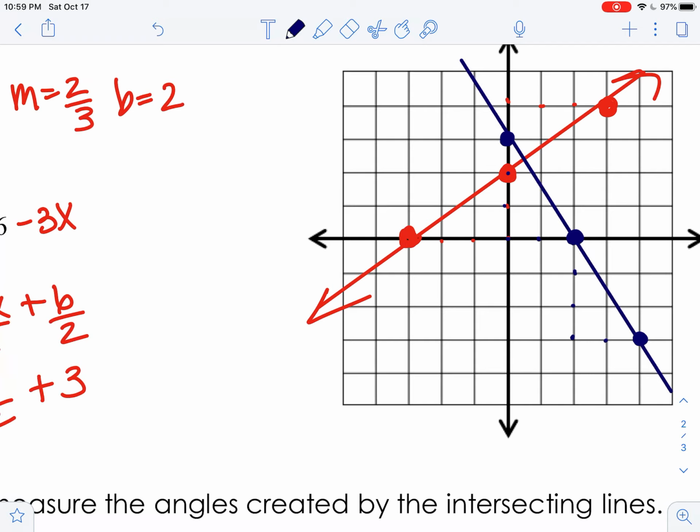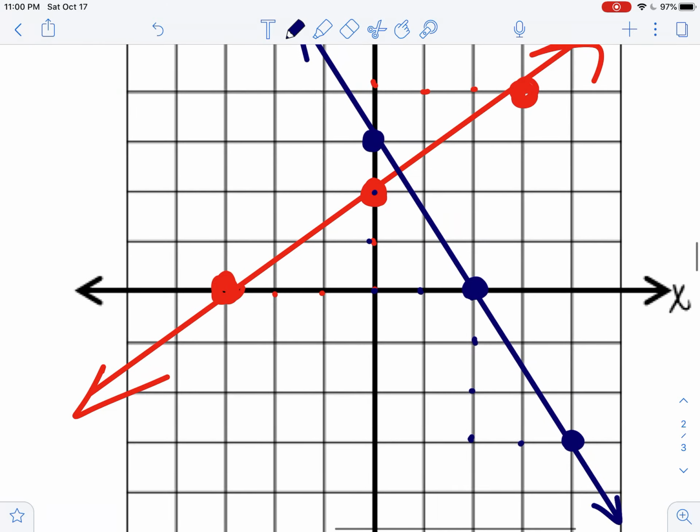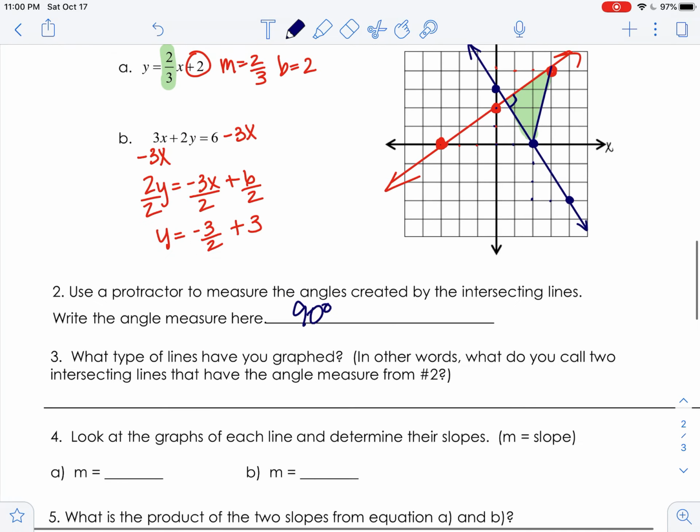So, knowing what we know about parallel lines, obviously these are not parallel lines. So, it says over here, use a protractor to measure the angles created by the intersecting lines. Write the angle measure here. Well, here's what I want you to think about. Let's take a look at it, and I'm just going to draw this guy right here. So, filling in this shape right here, what type of triangle did we just create with that? Hopefully in your brain you were thinking, oh, well, Miss Hastings, that's a right triangle. And right triangles have 90-degree angles.